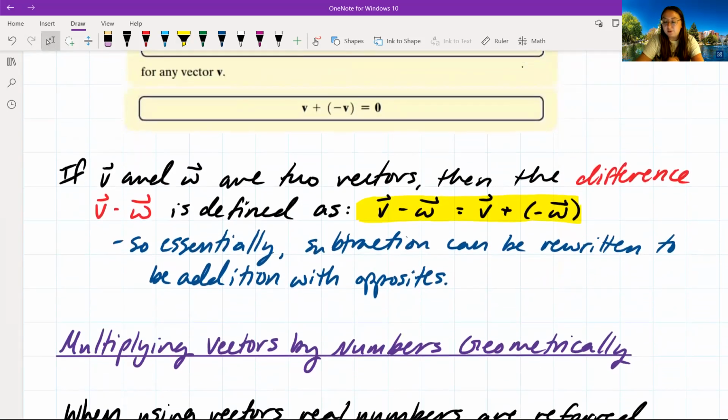If v and w are two vectors, then the difference v minus w is defined as v minus w is equal to v plus negative w. So essentially, subtraction is just going to be rewritten as addition with opposites instead of actually written as subtraction.